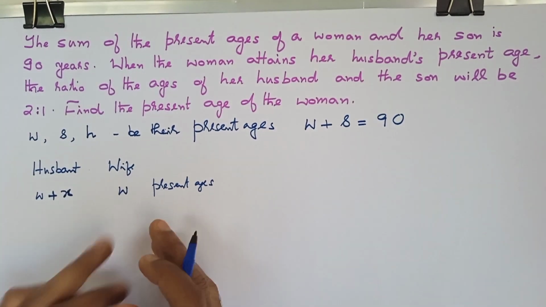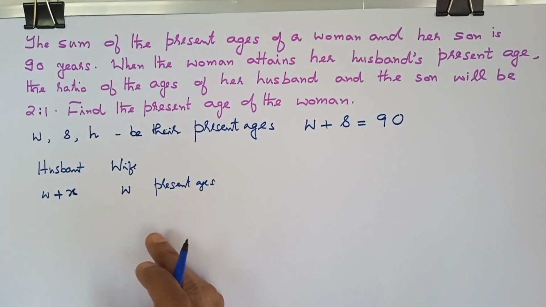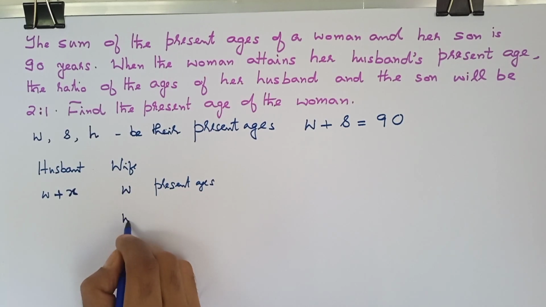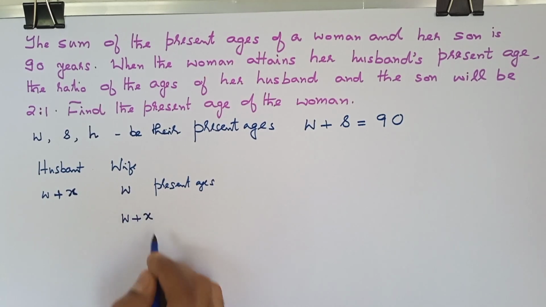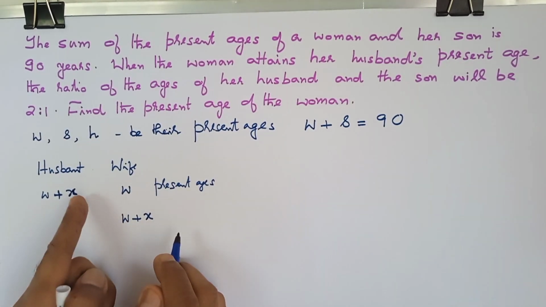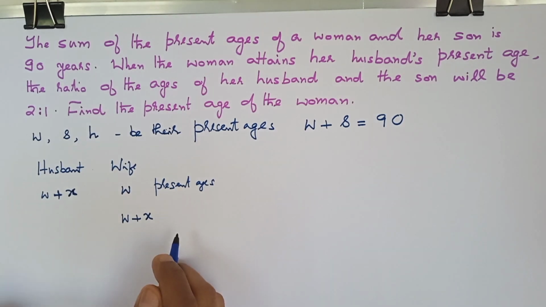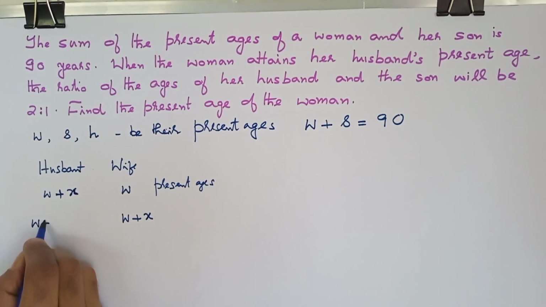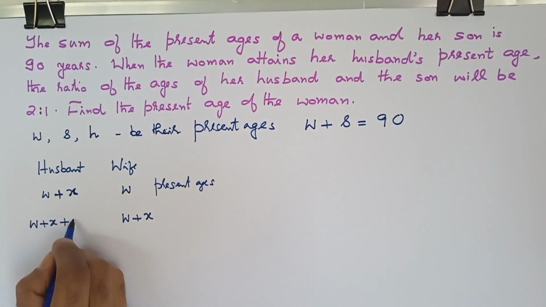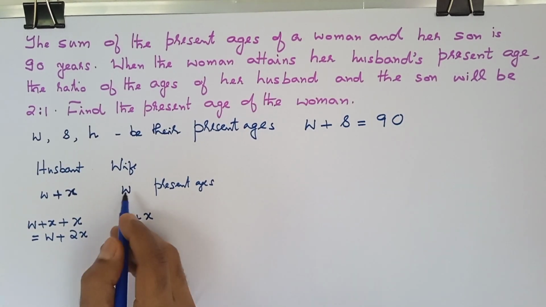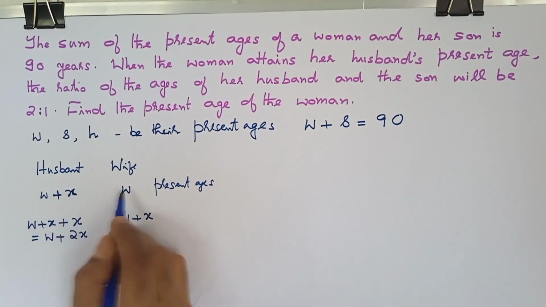Now, after how many years will the wife attain the husband's present age? After X years. After X years, what will be the age of the woman? W plus X. So, X years after, the woman will attain the present age of the husband. But at that point of time, the husband also gets older by X. And what will be the age of the husband? You're looking at the ages after X years. This will be the age of the husband after X number of years. X is nothing but the difference between their present ages.